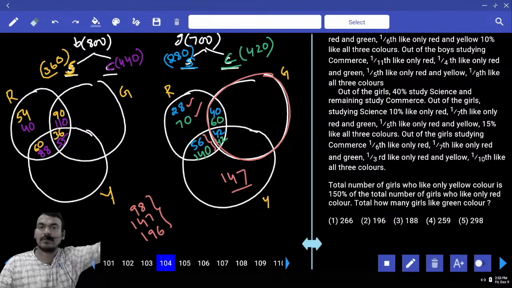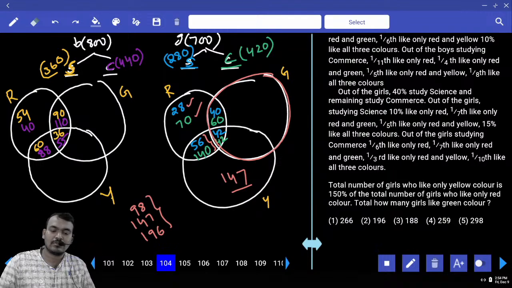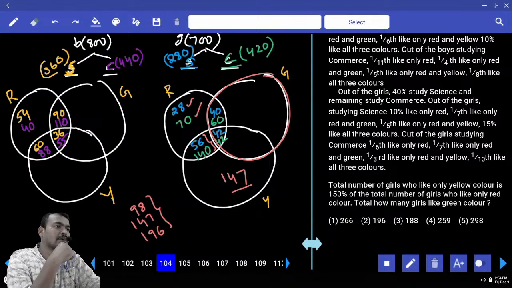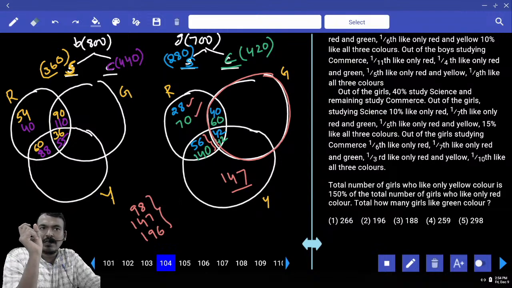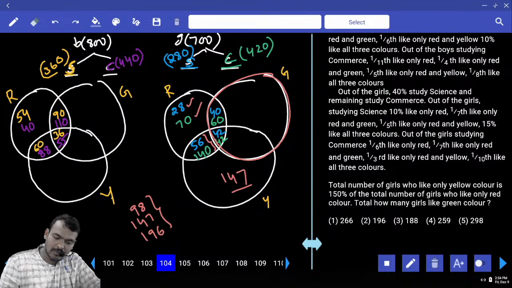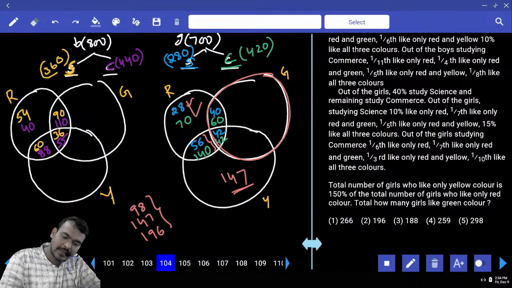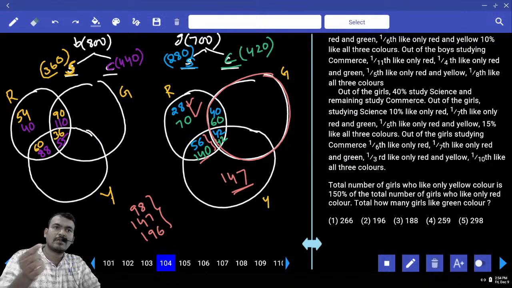It is subtracted from which one? 700 or not? Because total girls is how much? 700 or not? Because we are considering only girls case or boys case? Girls case or not? 28 plus 70 is how much? 98. In that 150% means 147. 147 plus 98 plus 196. These three are adding, we get the value other than green or not? Yes or no? But we require the green value, so we take total data minus the sum of the 3 values or not?